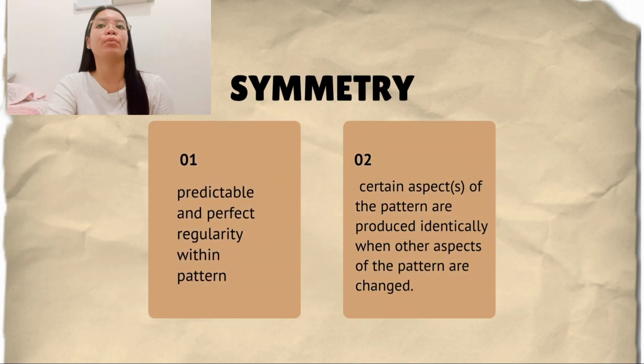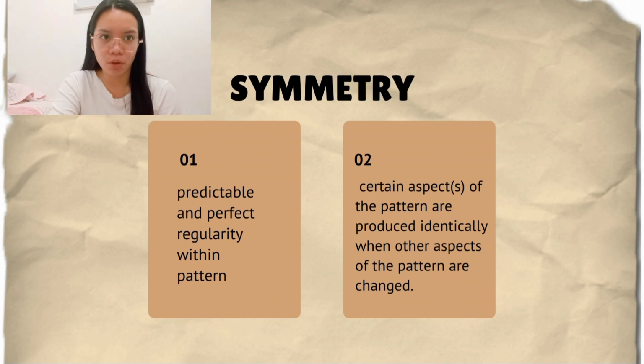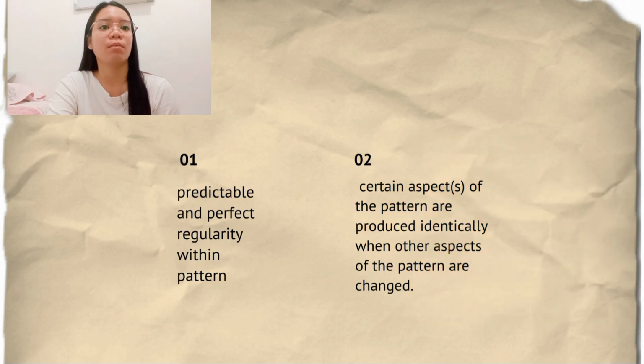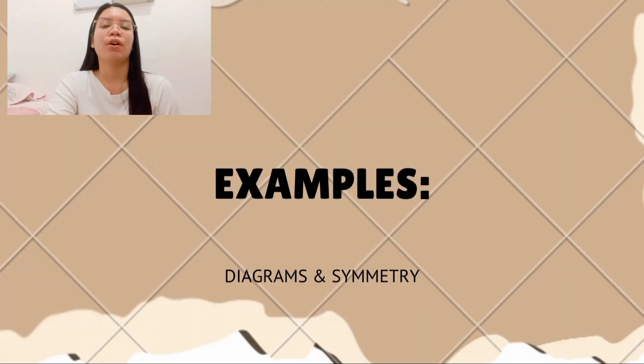Symmetry is a predictable and perfect regularity within a pattern, and certain aspects of the pattern are produced identically while others change. As Ma'am Ubas explained to us, symmetry is actually equal. Here are the examples from my report. You can see examples of diagrams and symmetry, and I'll give you 15 examples later on and explain them one by one.